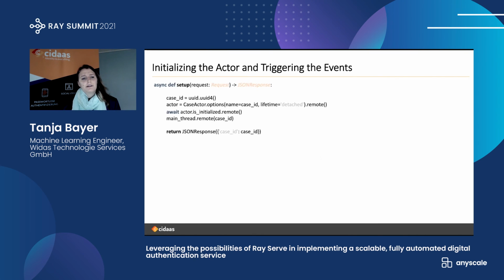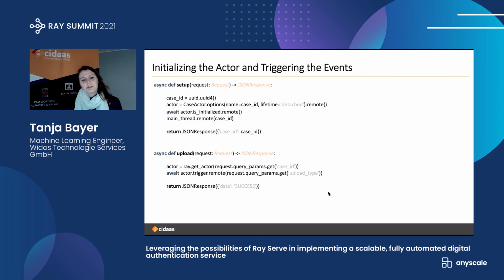After creating the actor, which is actually done asynchronously in the backend, we need to make sure that the actor is really initialized, and that's why we call this initialize function, because it only returns after the actor has been created. And then we can start the main thread afterwards, because it requires access to our actor.